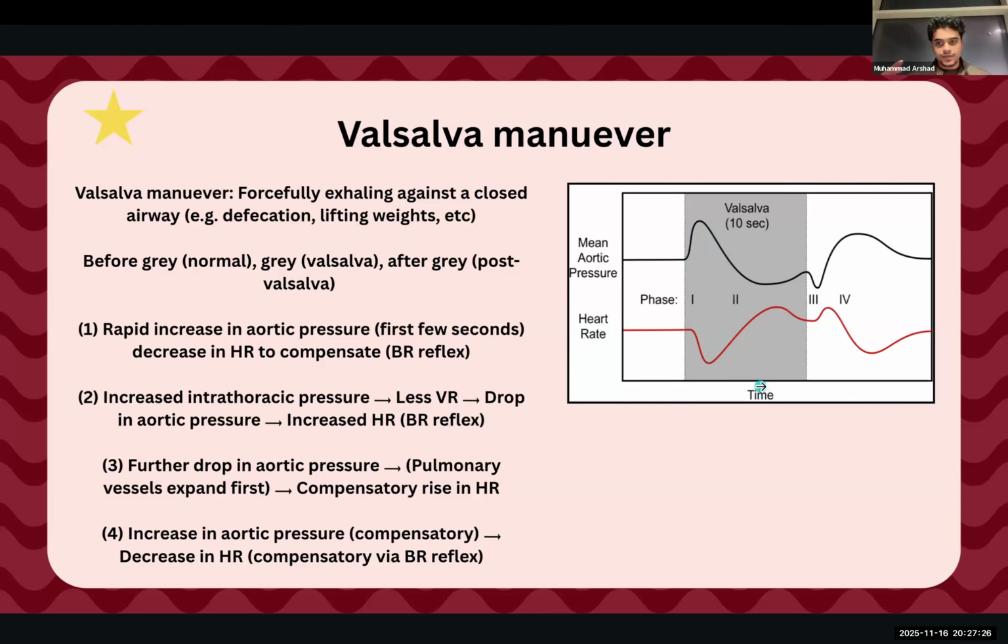And again, you guys should just keep in mind that the two are opposites, right? So if you're increasing your blood pressure, you're going to decrease the heart rate. If you're decreasing your blood pressure, you're going to increase the heart rate. They're antagonistic to each other.